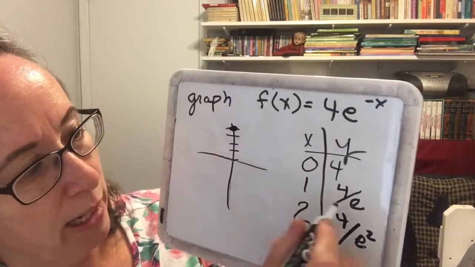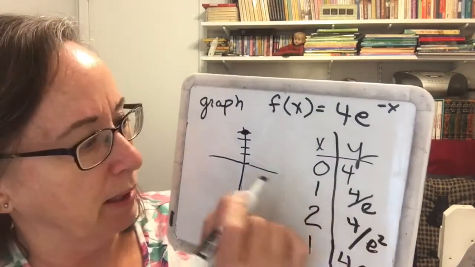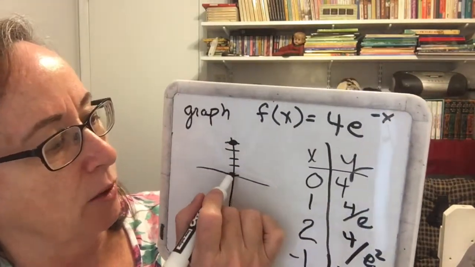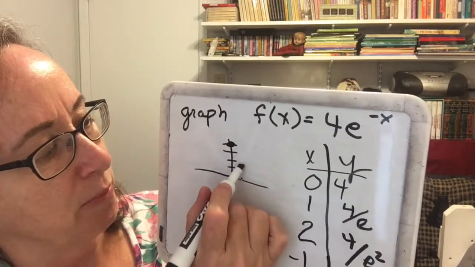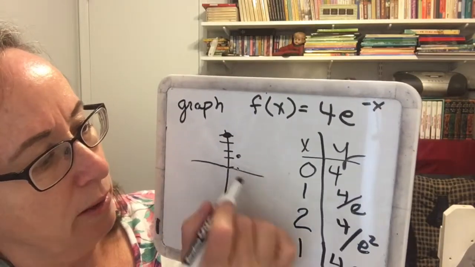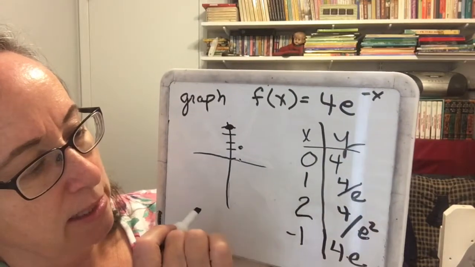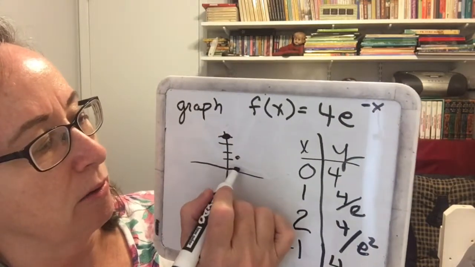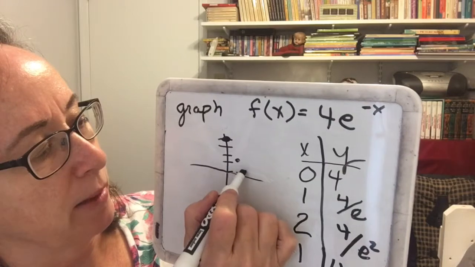Okay, and 4 over e is between 1 and a half. So 1 and a half maybe. Then 2, and we'll say, okay, so that's 2.7 squared. So it's getting down there a little bit.